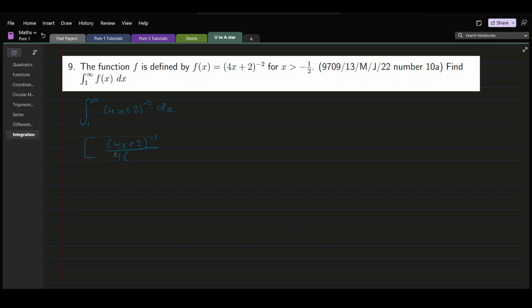And then differentiate 4x plus 2. You get 4. And our limits are 1 and infinity. So this simplifies to give negative 1 over 4, (4x plus 2) to the negative 1, and then our limits 1 and infinity. So I'm going to take the negative a quarter outside our square brackets, so that this becomes (4x plus 2) to the negative 1. That's from 1 to infinity.